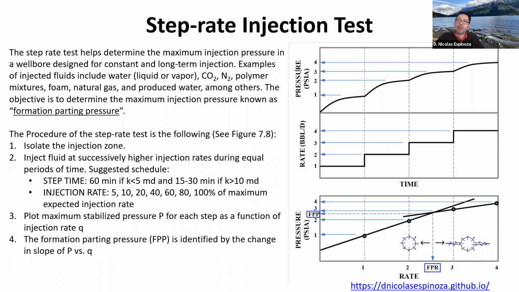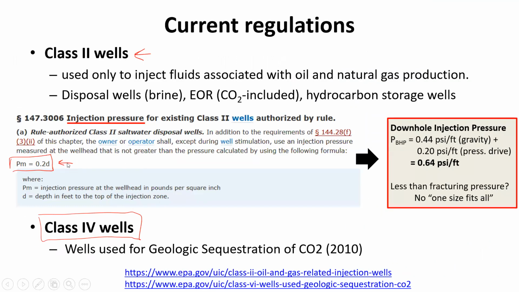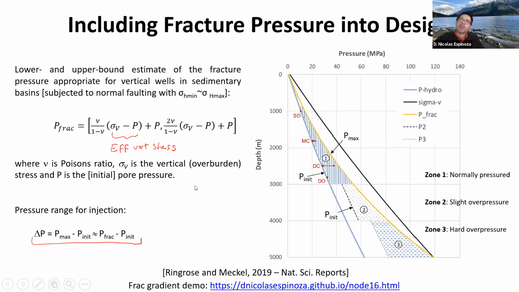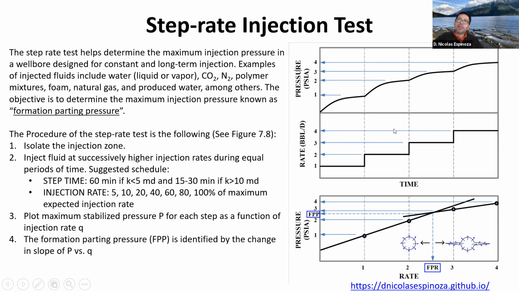And now I'm going to show some cases. And the message is that either the regulation that we see over here, or the prediction of the fracture gradient with linear elasticity, or even these step injection rates sometimes might not be enough. Sometimes you need to be a little bit more careful in designing injection for CO2 storage. And let's see some examples.